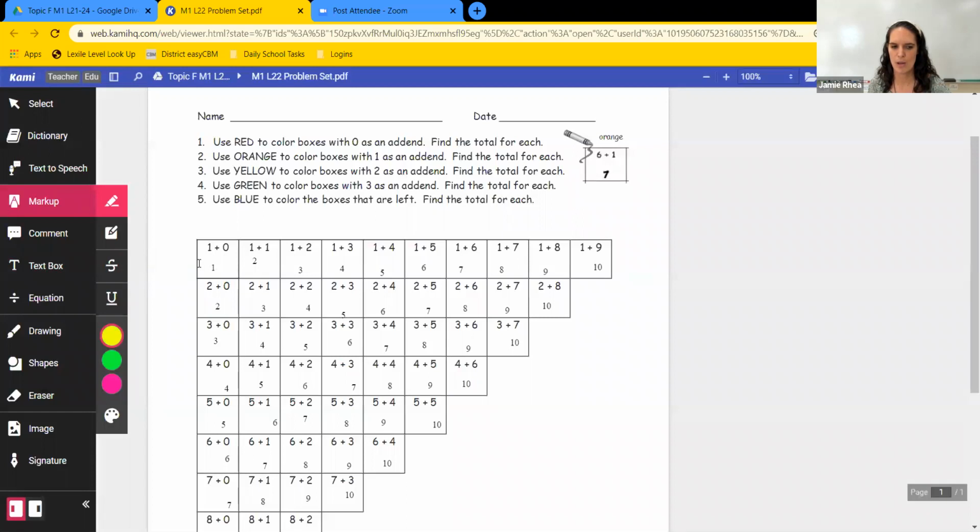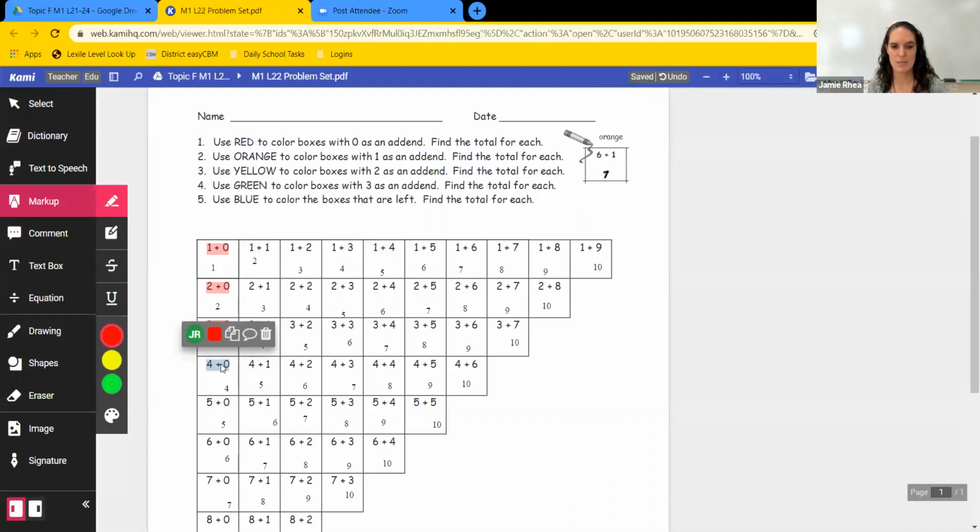And I'm going to highlight my box that has red. Oh, there we go. Okay, because there's my 0. Now I'm going to highlight here because there's a 0. I'm going to highlight here because there's a 0. Do you see where I'm going with this?